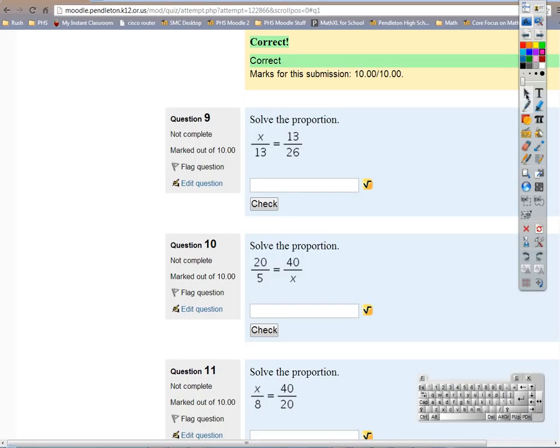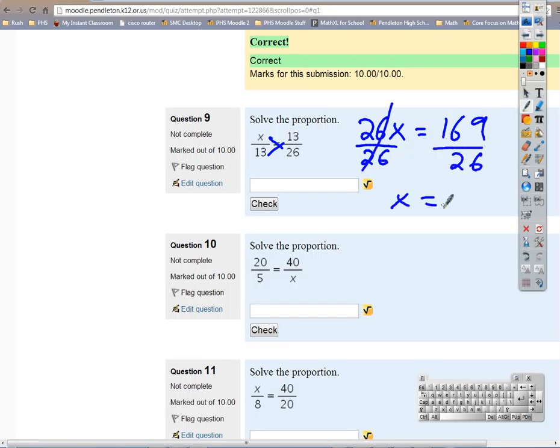So if I take this one right here, for example, and I cross multiply, x times 26 is just 26x. 13 times 13 is 169. And so what do I do to solve for x? Just divide both sides by 26, yeah. So x equals 169 over 26, which maybe we can reduce, maybe we can't. Okay? All right, I can turn around. So does that make sense? Okay, that's how we do those.